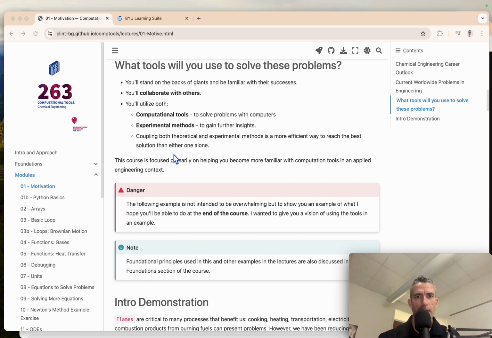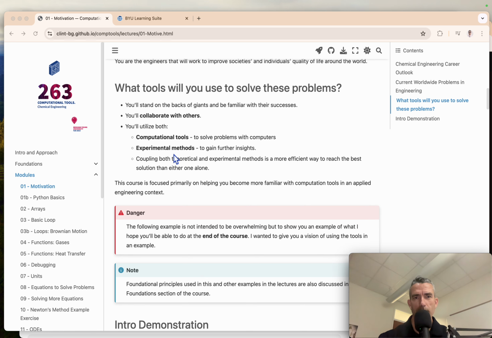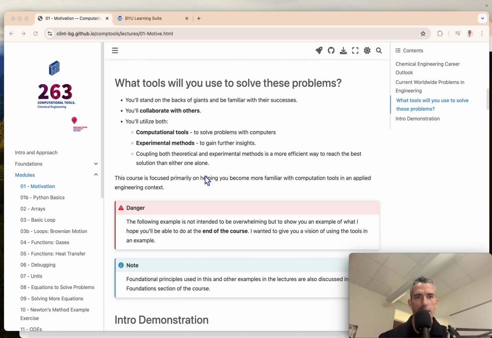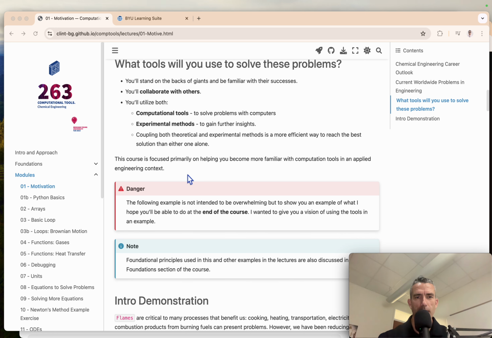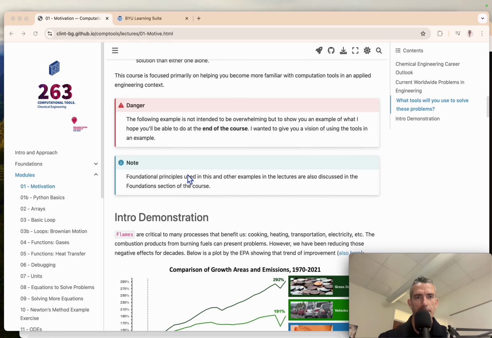And you'll stand on the backs of giants, and you need to be familiar with their successes, and we'll talk about that. And you'll collaborate with others. That's an important skill to have, to be able to talk with and work with others. You'll utilize both computational tools and experimental methods. I love the coupling of theoretical models that you can program on your computer, and the experimental results that you can see with your hands, working with your hands and seeing with your eyes and observing what happens.